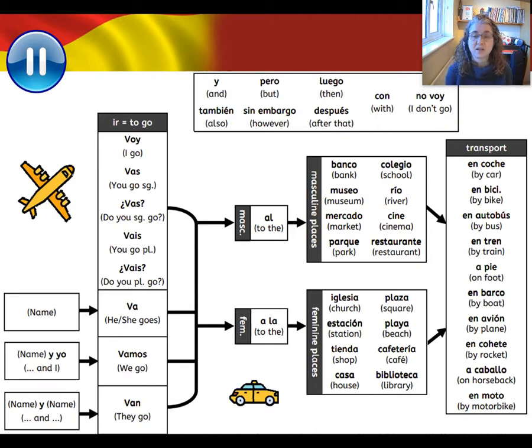Finally, at the top there, you could make it negative. We saw some negatives in the poem, didn't we? No, not. So if you want to make any of those verb forms negative, all you do is you pop a no before it. So I don't go, no voy. They don't go, no van. We don't go, no vamos, and so on.